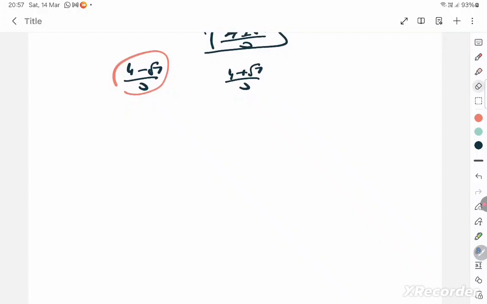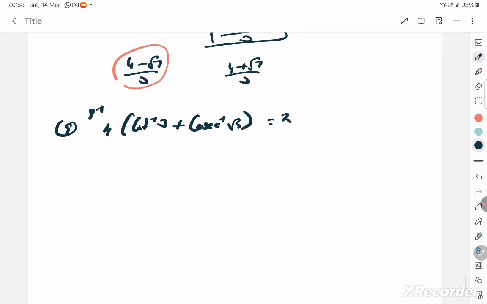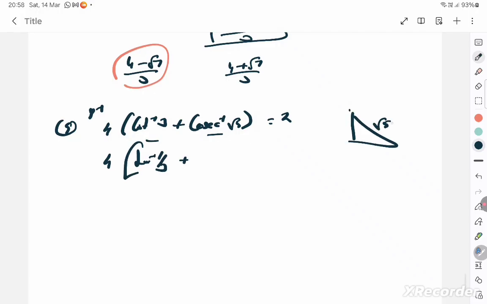The next question is the 9th question, where you have 4 into cot inverse of 3 plus cosecant inverse of root 5 is equal to pi. This is a proof sum. Okay, 4 into, let's convert into tan inverse of x plus tan inverse of y. That's easy. This is tan inverse of 1 by 3 by using the reciprocal function. This you can do with a triangle. Cosecant is hypotenuse by opposite, because cosecant is the reciprocal of sine.